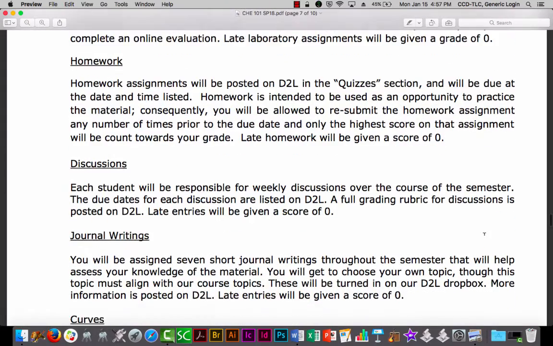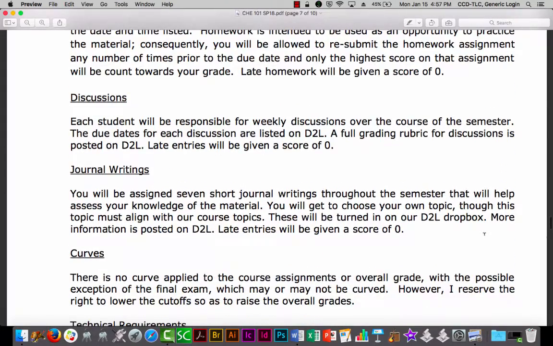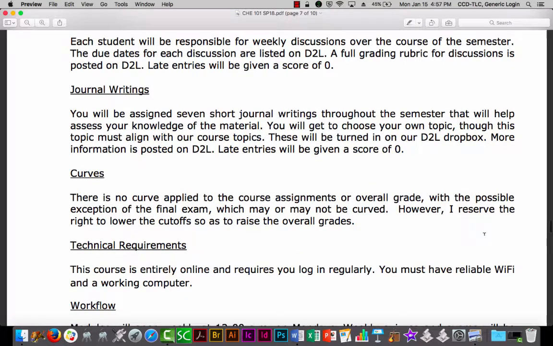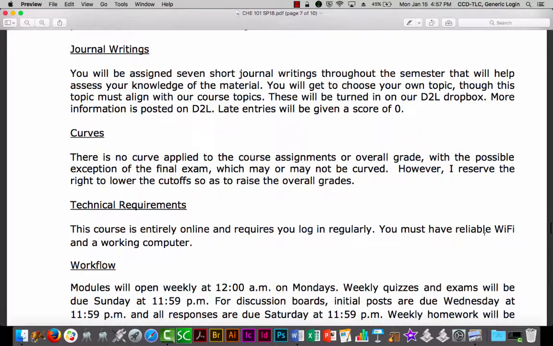We'll do discussions every single week. You're responsible for these discussions. The due dates for each discussion are listed on D2L, and there's also a rubric for these discussions. Late entries are given a score of 0.